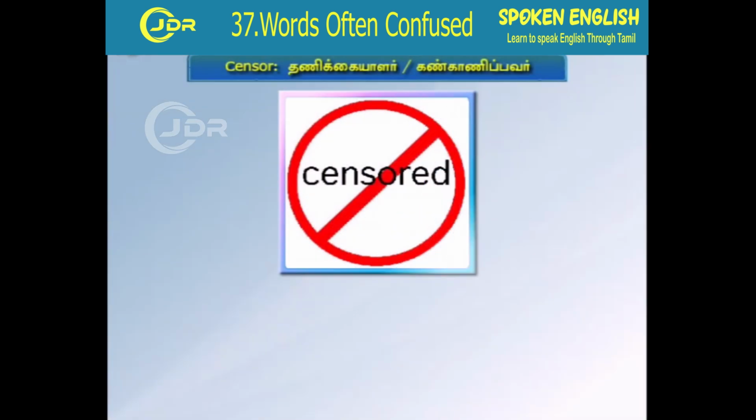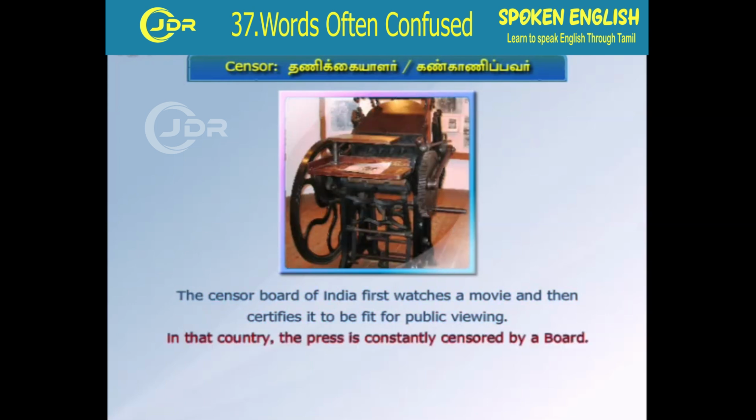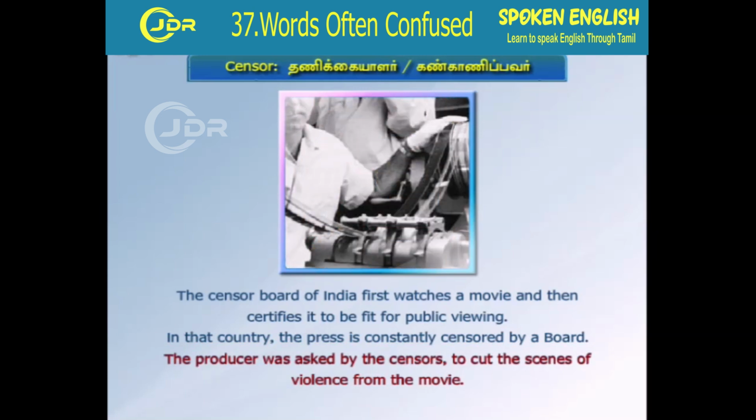Censor. தணிக்கையாளர், கண்காணிப்பவர். The Censor Board of India first watches a movie and then certifies it to be fit for public viewing. In that country, the press is constantly censored by a board. The producer was asked by the censors to cut the scene of violence from the movie.